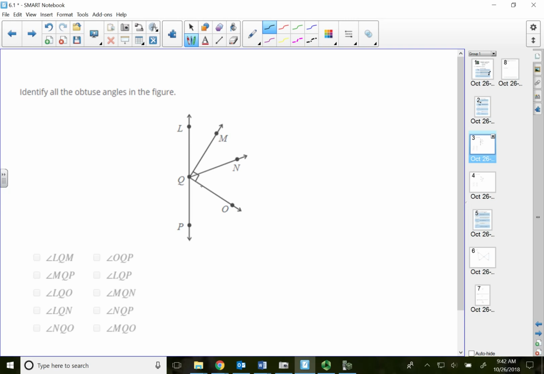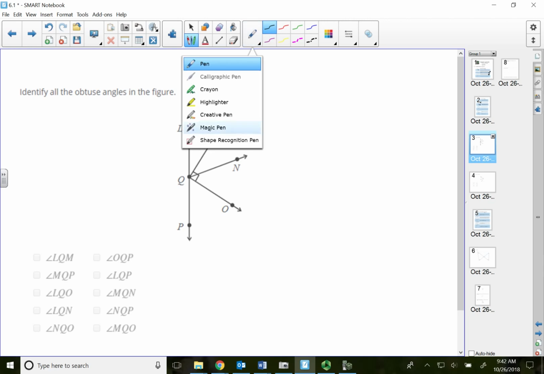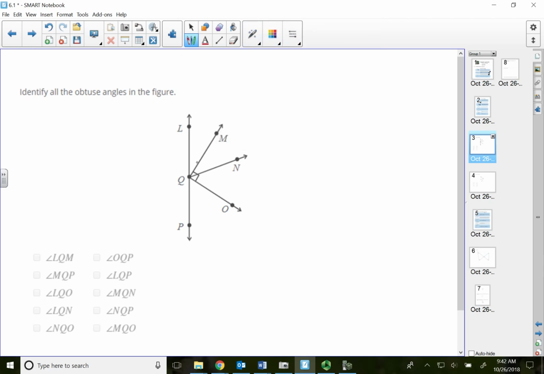It's a 90 degree angle. All right. Now, if I look at, let me use my magic pen, this angle here, this angle, and this fourth one. All four angles are sitting on the same straight line. They're all touching the same straight line. Therefore, all four angles together have to equal 180 degrees.